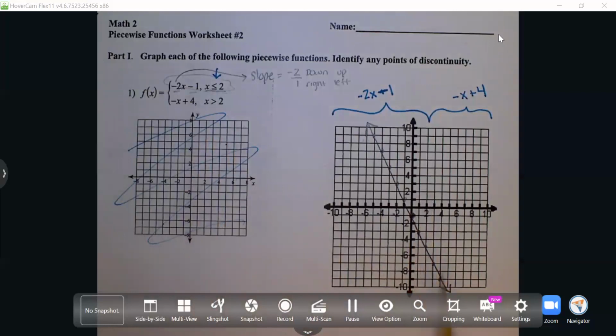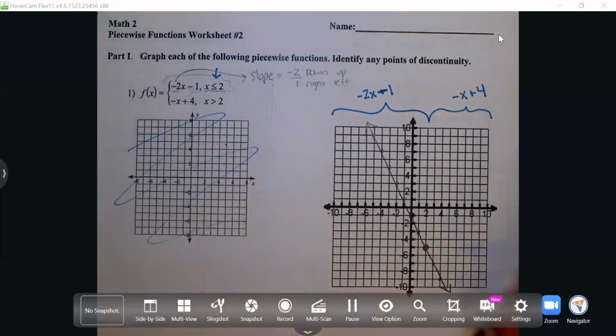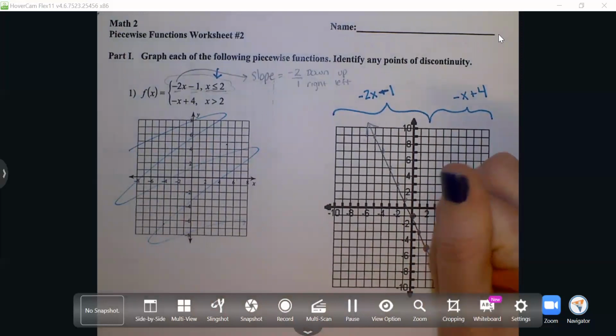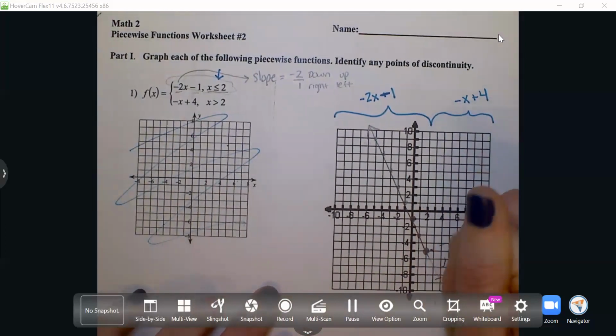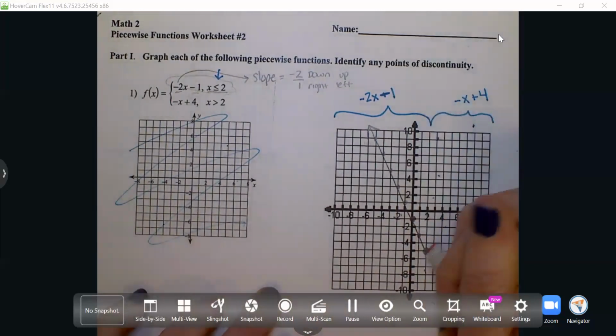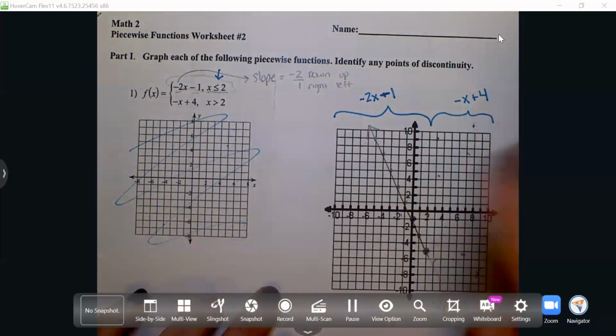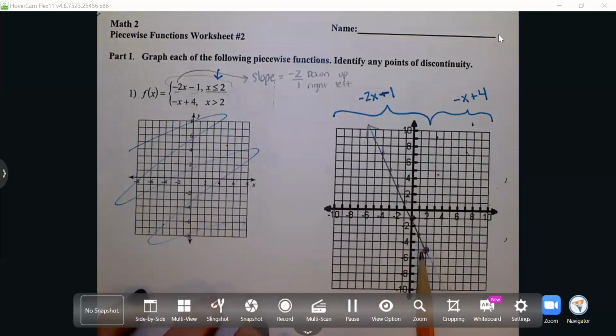So here we are where x equals 2. This is where my graph should stop. And I'm going to erase the rest of that line. This function negative 2x minus 1 does not exist beyond this point. My negative 2x minus 1 stops here.